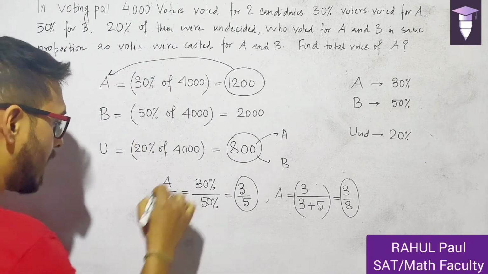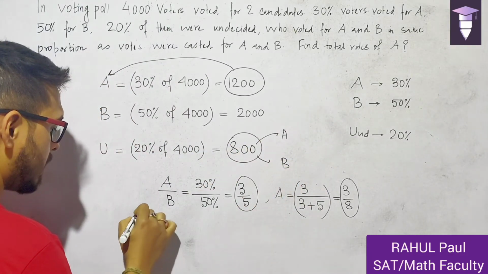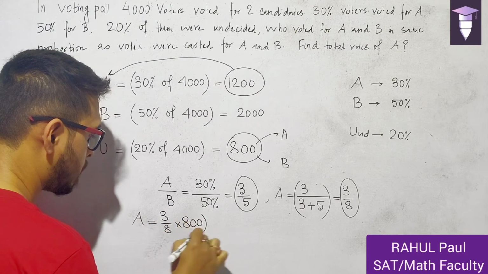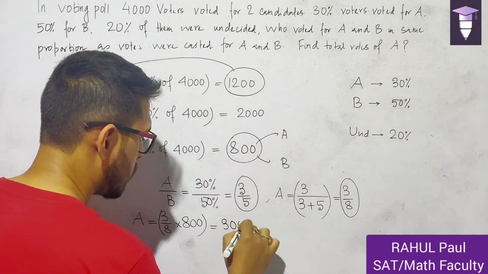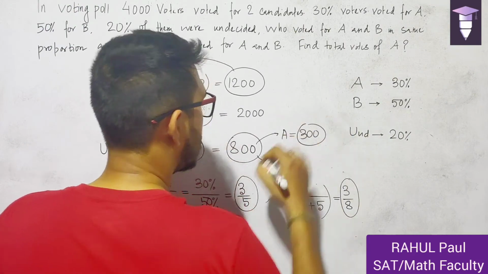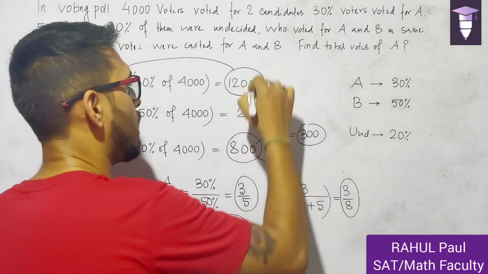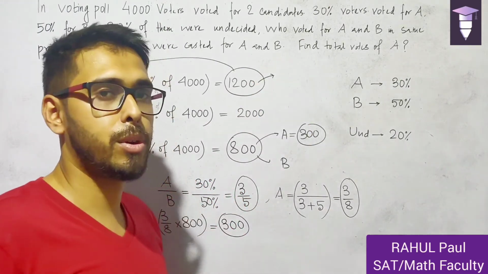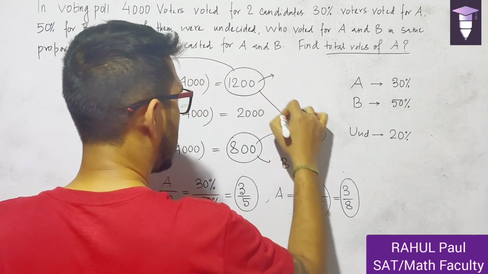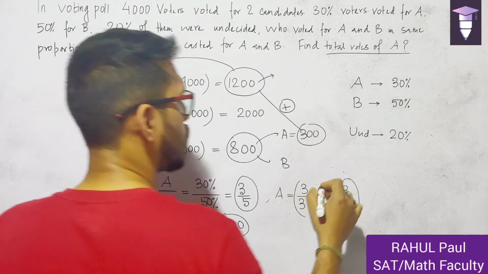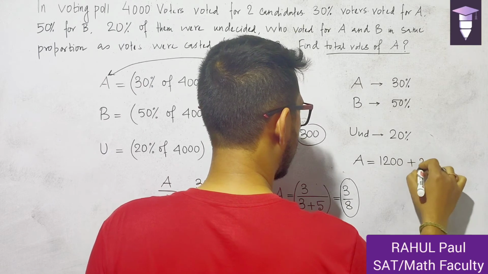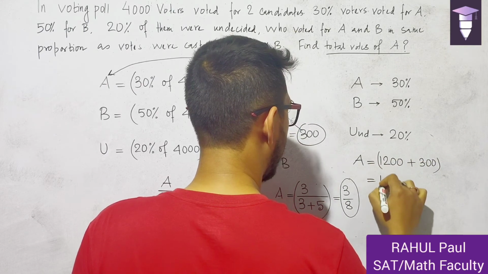So what is the part of A in terms of the undecided ones? We can find here A is going to be 3/8 of 800, which is going to be 300. So among the undecided votes, A gets a total of 300 votes, and also the direct votes that were coming for A was a total of 1,200. So in total, what is the total votes for A? So that should be this and this will be added. So the total votes for A will be 1,200 plus 300, which is going to be 1,500.